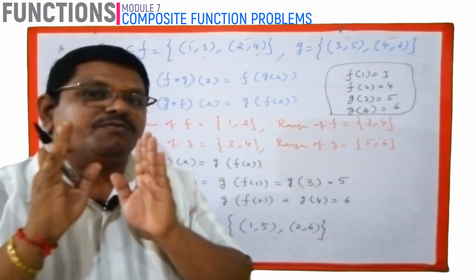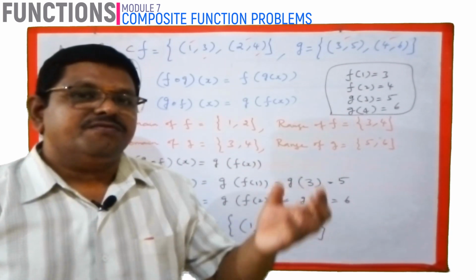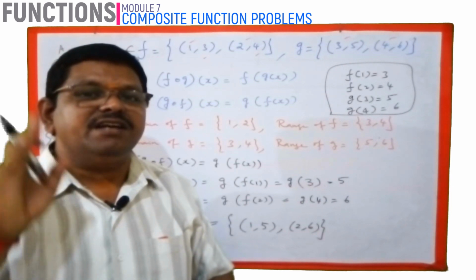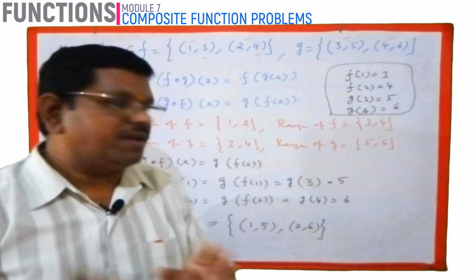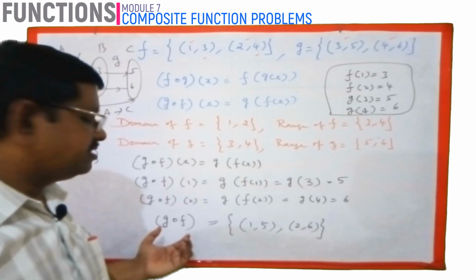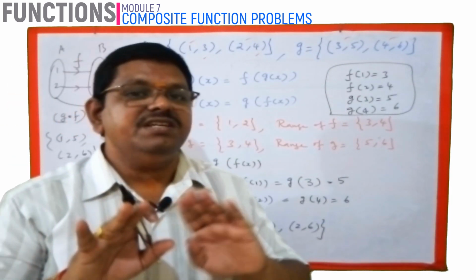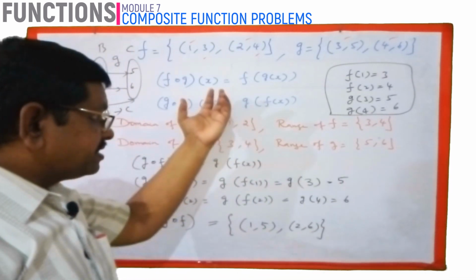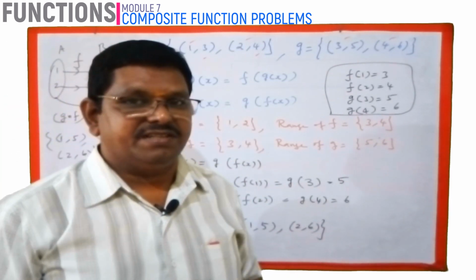Similarly, if you want to find g composite f, check it, the domain of the first function g and the range of the second function f must be equal. In this case, we are getting only g composite f, whereas f composite g does not exist. Clear? Now, with the same problem, we will find the inverse function.